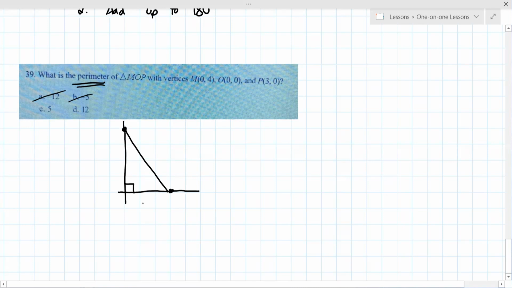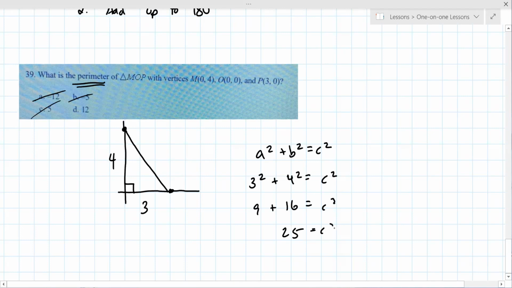Well, let me help out. This is 3 and this is 4. So there's no way it's E because these two added together are more than E. So this is the Pythagorean theorem. A squared plus B squared equals C squared. Your A is 3, your B is 4, and your C is unknown. 9 plus 16 equals C squared, or 25 equals C squared. So C equals 5. Maybe that's why the answer is there. But if you add these up, the perimeter is 4 plus 3 plus 5, which is 12.